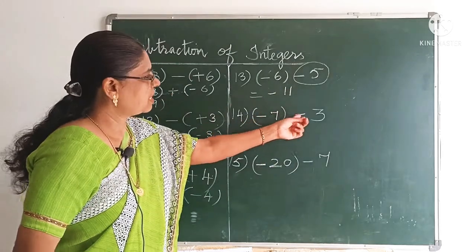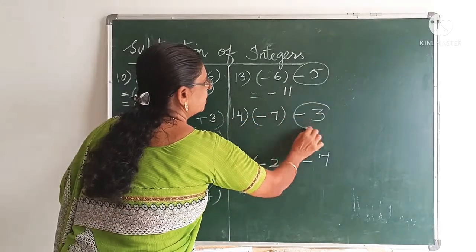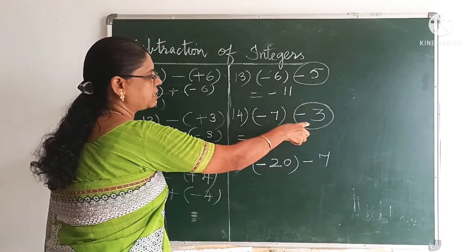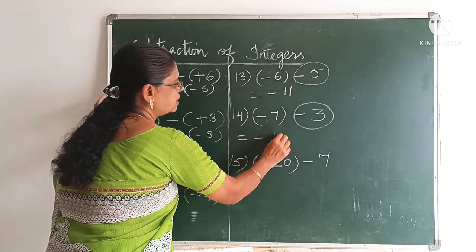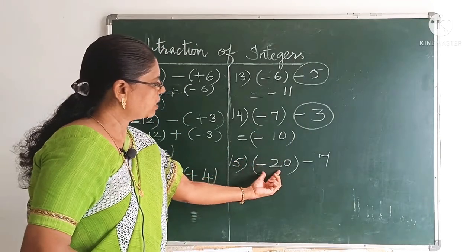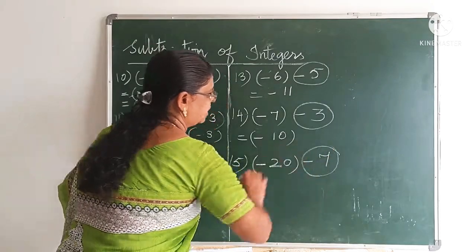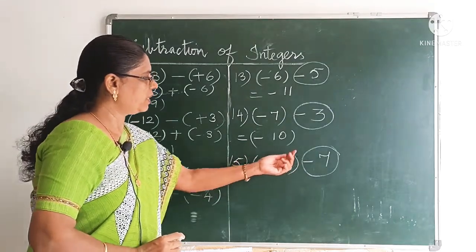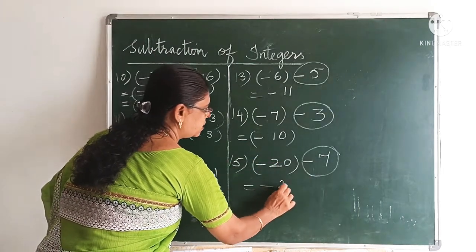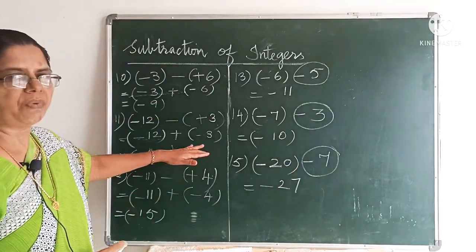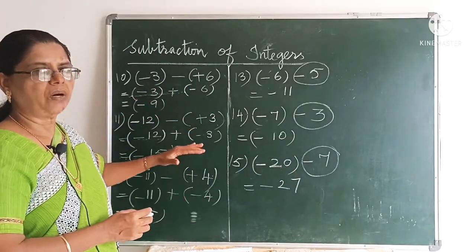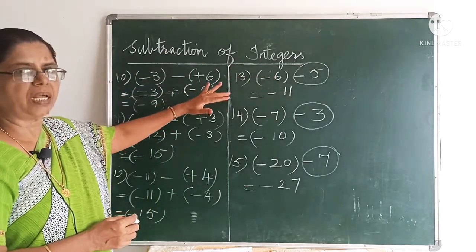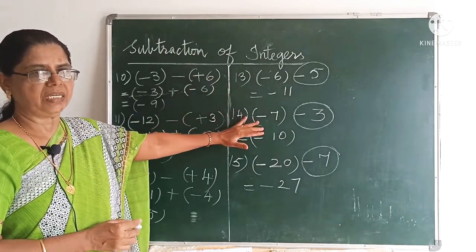Minus 7 minus 3. Take minus sign with 3 and add these two numbers. Minus 7 and minus 3. If you add, it will be minus 10. Minus 20 minus 7. Take it as minus 7 and add both. Minus 20 and minus 7. It is minus 27. So in this way also you can find out the answer for subtraction of integers. This is for quick calculation of subtraction of integers.